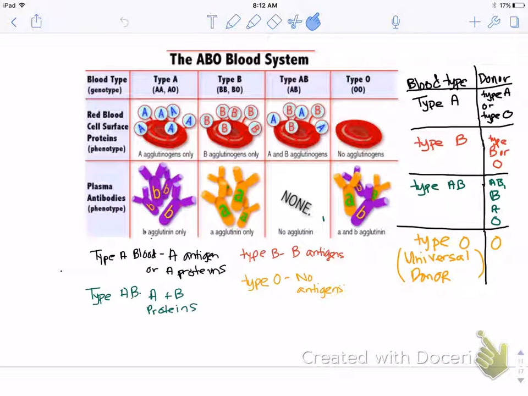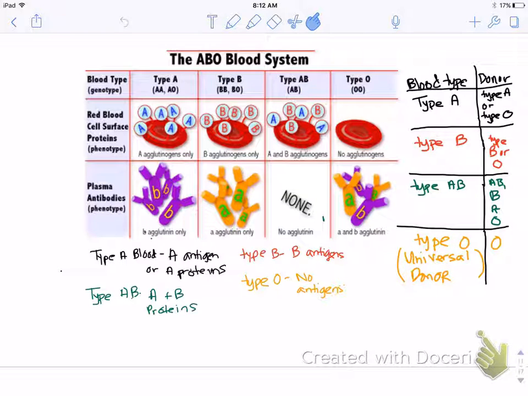Every person has a different type of blood. Some of you may have type A blood, some of you might have type B blood, some of you may have AB, and some of you may have type O. What's unique about the blood are the proteins that are found on the surface. So the proteins are unique to that type of blood.